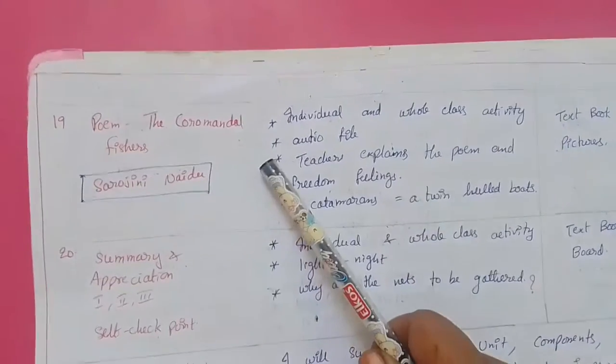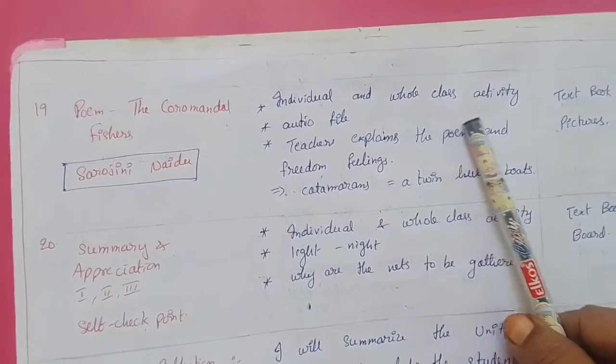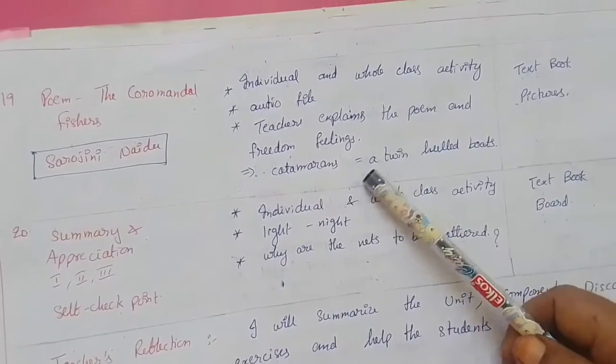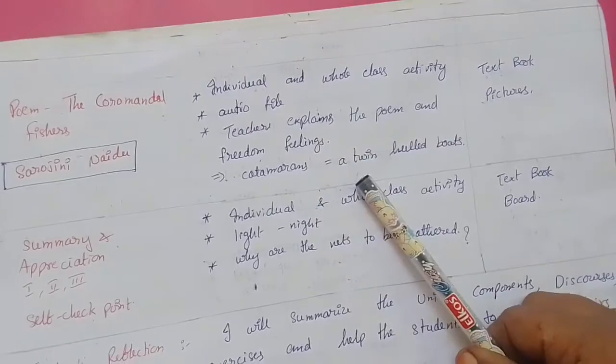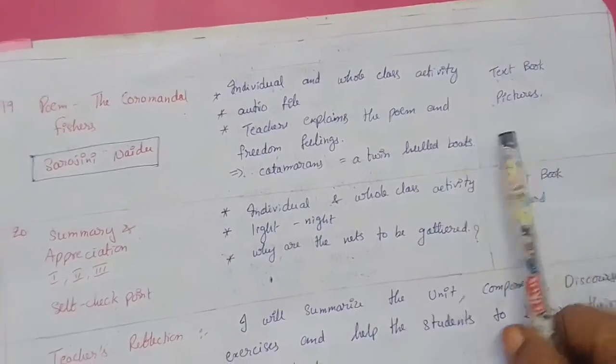19, it's a poem, The Coromandel Fishers by Sarojini Naidu. It's an individual and whole class activity. Audio file will be there. Teacher explains the poem and the freedom feelings. They learn the new words like catamarans, a twin hurled boards. Textbook and pictures we use as TLM.